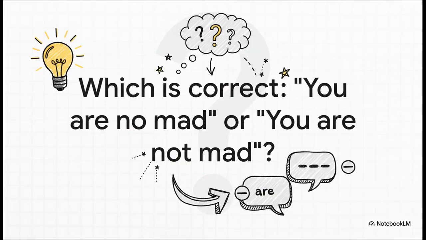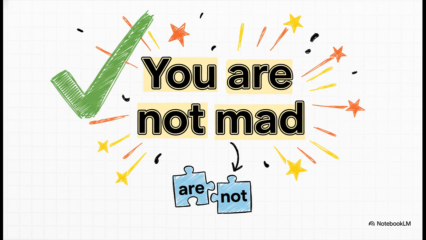Okay, pop quiz time. Let's see if you're paying attention. Which one of these is right? Is it A, you are no mad, or is it B, you are not mad? Just think about the verb in that sentence. And the answer is B, you are not mad. Of course. Why? Because are is a be verb, and as we just learned, be verbs always team up with not. You got it. Nice work.